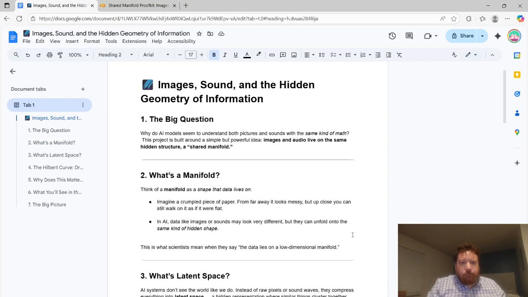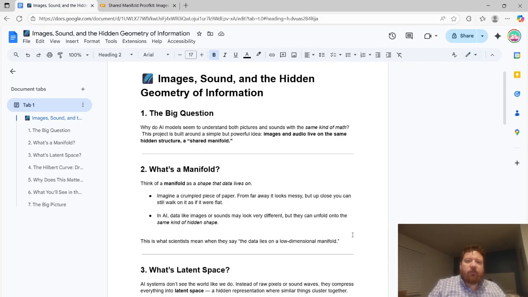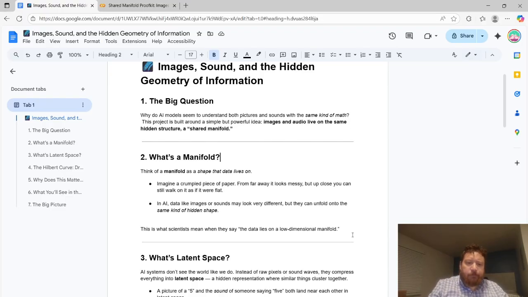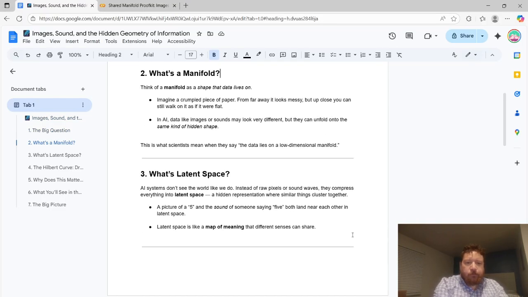And then that leads us to the big question, which is, why do AI models seem to understand both pictures and sounds with the same kind of math? This project is built around a simple but powerful idea, that images and audio live on the exact same hidden structure, a shared manifold. So first of all, what's a manifold?